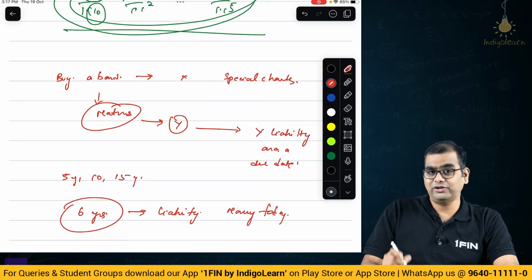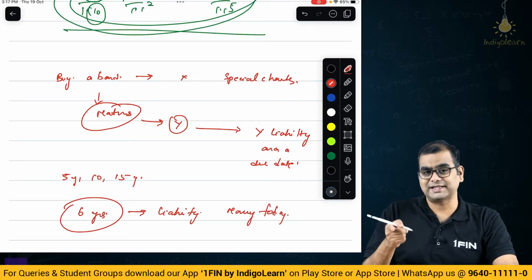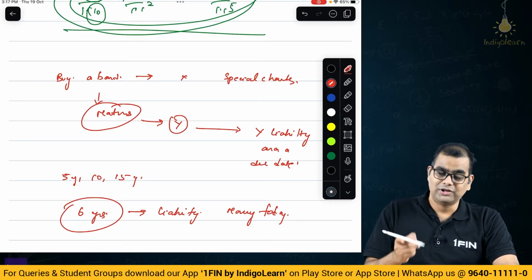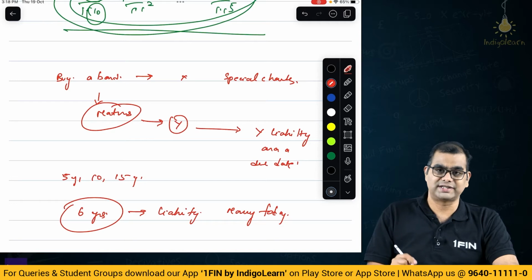So you have an asset today, you have a liability later. Please note these words: asset liability management. This is all part of ALM. You will learn about this subsequently when we talk about interest rate risk management.